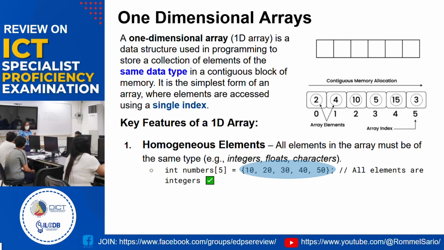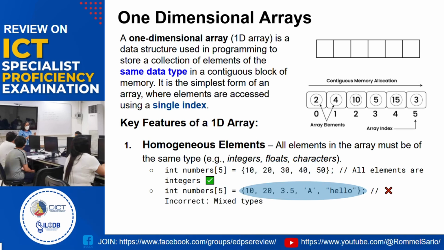This is correct. Now let's check an incorrect array declaration. C expects all elements to match the declared data type, which is an integer. Here, we have a float, a character, and a string, which causes a compilation error.